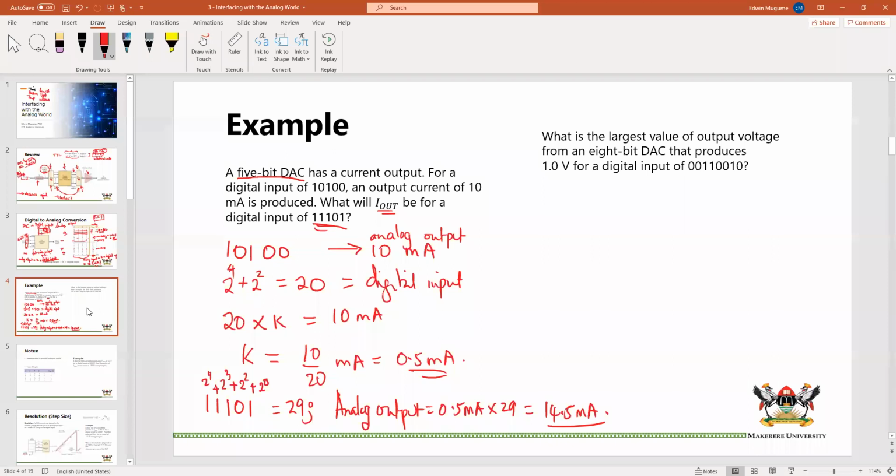If we look at this example now, what is the largest value of output voltage from an 8-bit DAC that produces 1 volt for a digital input of that?